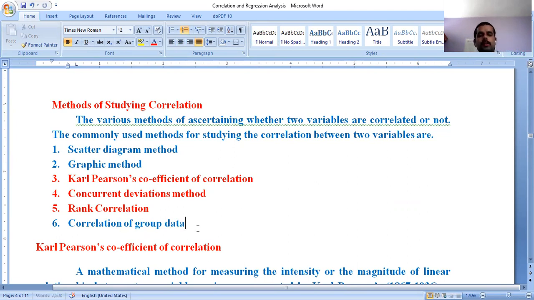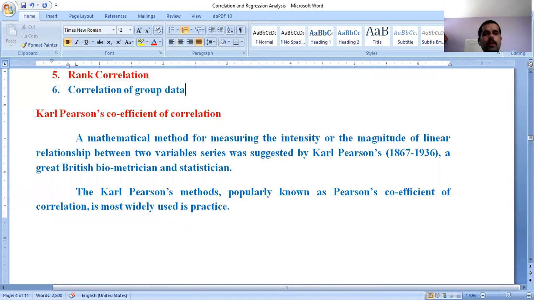three methods. After completion of our syllabus, we will discuss in two or three videos the scatter diagram method, graphic method, and correlation of group data also. So in this chapter now, I am focusing on Karl Pearson's coefficient of correlation, concurrent deviation method, and rank correlation. Here, the Karl Pearson's coefficient of correlation. You observe carefully.